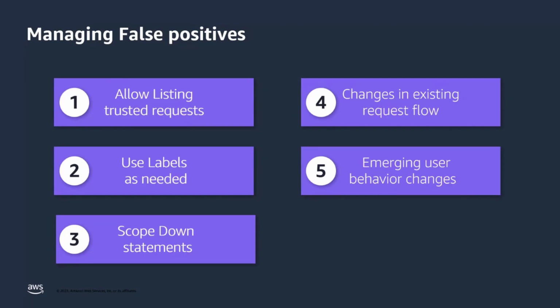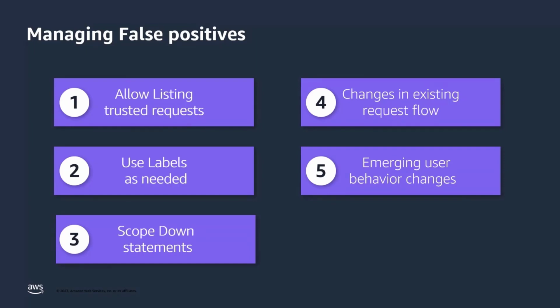Points number 4 and number 5 that you see here are just some of the things that you should keep in mind. There can be changes in your existing request flow, like some users coming in through different paths, that can affect the bot control or ATP functionality. Just keep in mind that if somebody introduced a CDN workflow in between, that can change the way things are perceived.